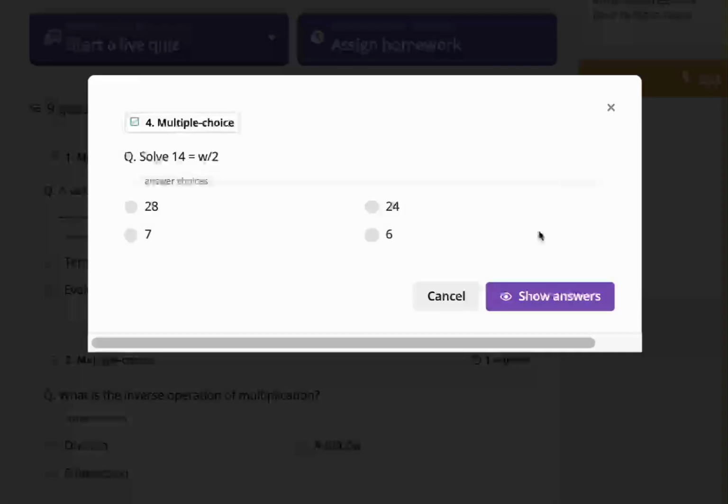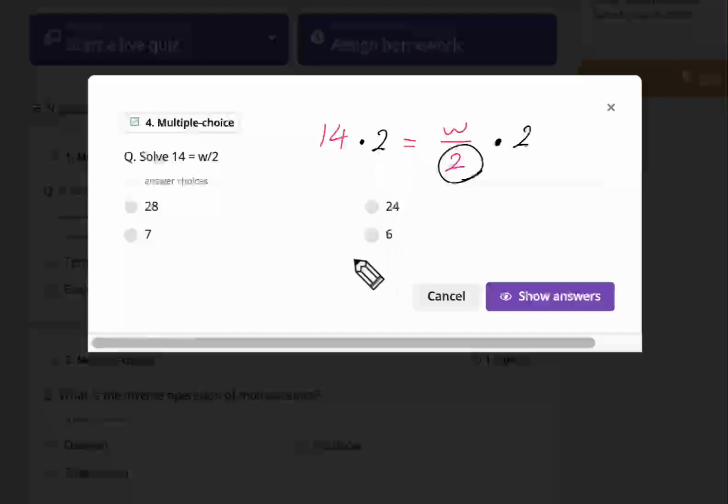Okay, 14 equals W divided by 2. What should we do? We need to remove this 2. It's W divided by 2, so we should multiply, not divide. So we multiply by 2, not divide by 2. This divide by 2 and multiply by 2 undo each other. So on the right side, it's just W. What is on the left side? 14 times 2. 4 times 2, then 1 times 2.